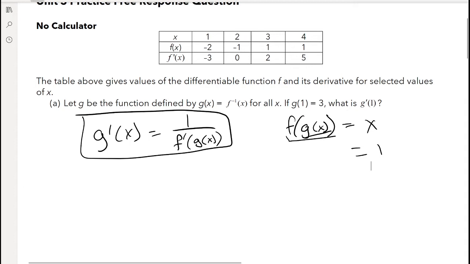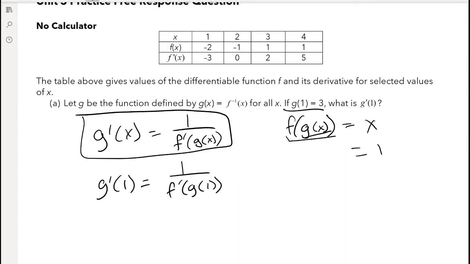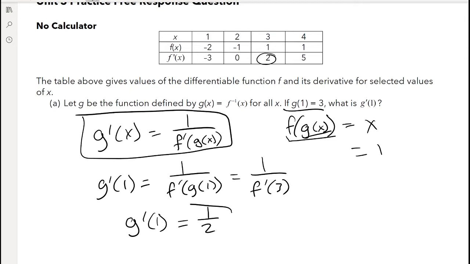Okay? Now I'm going to go ahead and apply this here. They tell us that we're looking for g prime of 1, which is just going to equal 1 over f prime of g of 1. And they tell us what g of 1 is. G of 1 is just equal to 3. So this I know is going to be equal to 1 over f prime of 3. Well, f prime of 3 is just the derivative of the function evaluated at 3, which is going to be 2. So g prime of 1 is just going to be equal to 1 over 2. And that's it. Okay? All right.